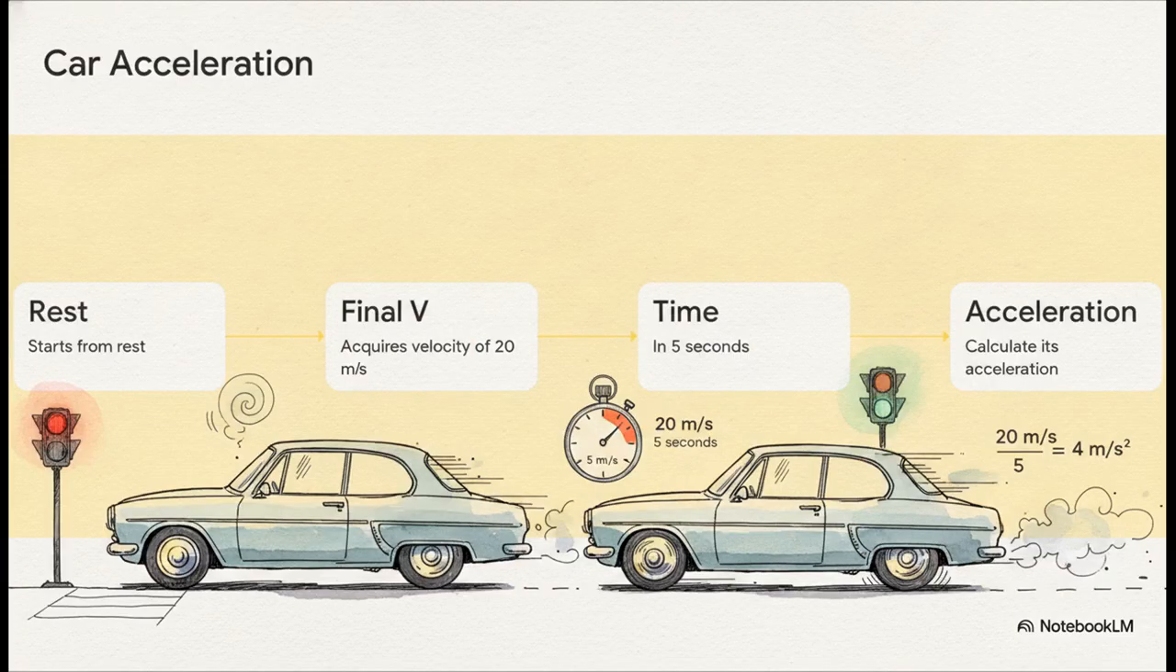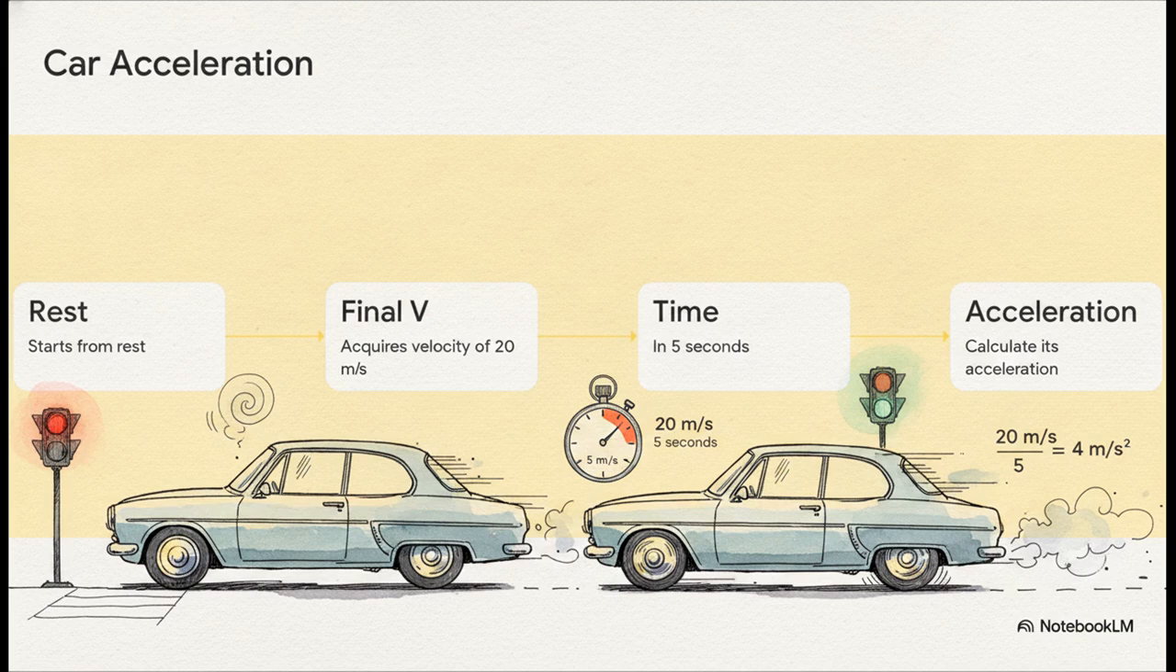Let's put a real-world engine into that concept. Imagine you're in a car sitting at a red light. You start from rest, so your initial velocity is 0. The light turns green, you hit the gas, and 5 seconds later, your final velocity is 20 meters per second. So what was your acceleration?